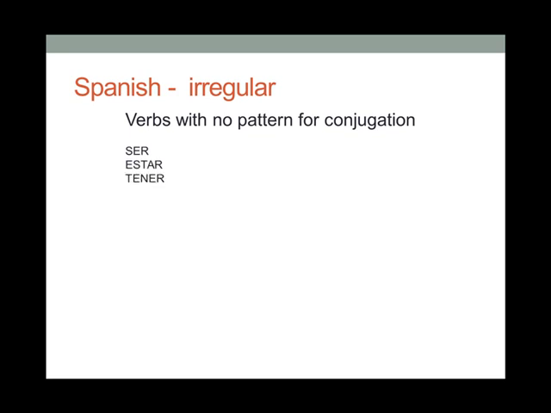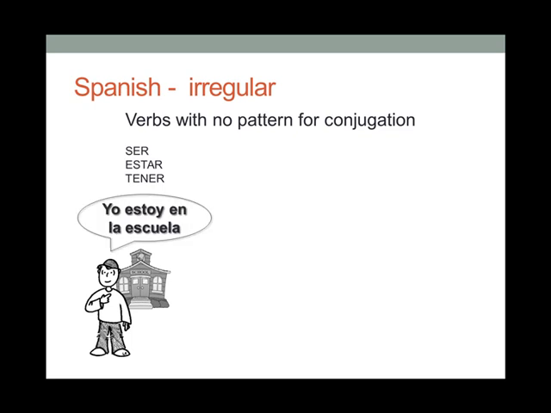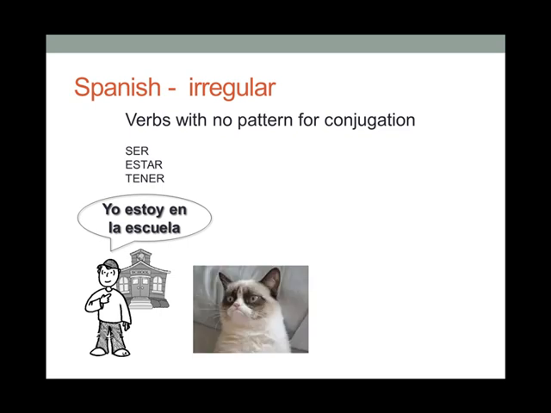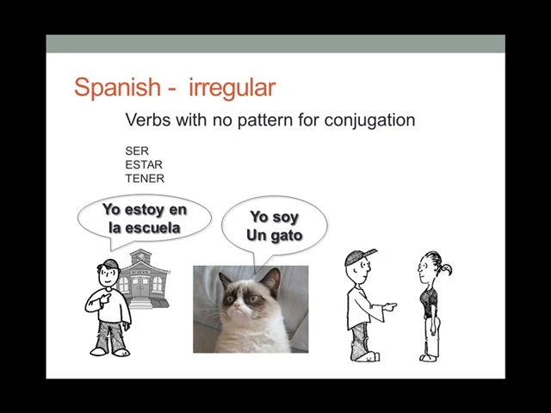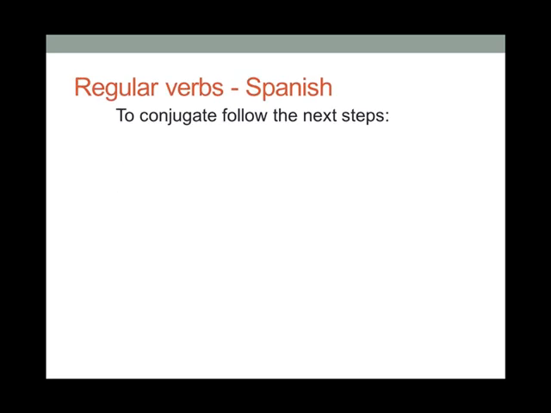And we know that we have these three verbs and that we have to change them to match the person doing the action. So for example, if I want to say I am at school, I have to say yo estoy en la escuela. So I take estar and change it into estoy. If I want to say I am a cat, I take ser and I change it into yo soy un gato. And if I want to say that you are 17 years old, I take tener and I say tú tienes 17 años. Well, now we are going to start working with regular verbs.